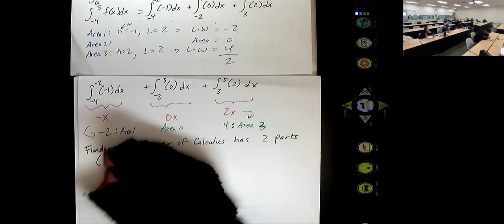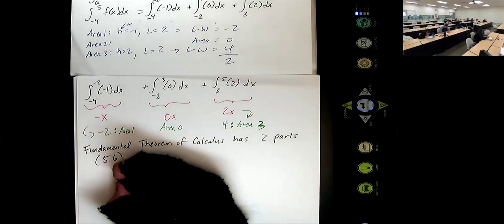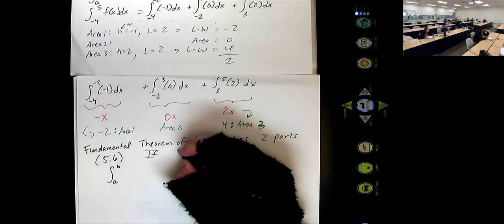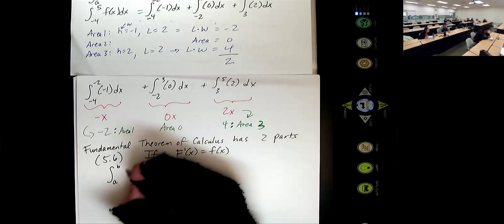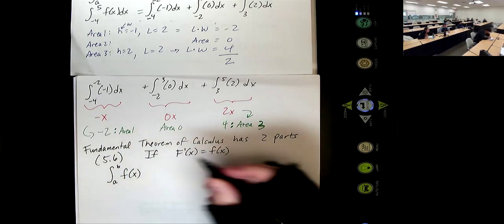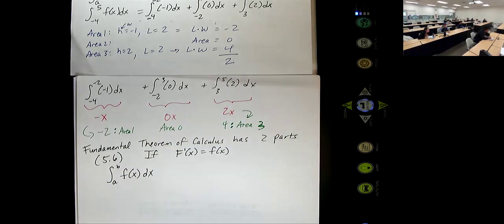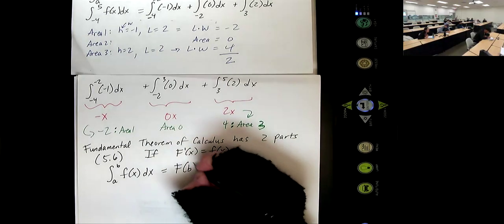And this is in 5.6, we'll cover it in more detail later. To be honest, I don't remember which part is which. I know what both of them are, but I don't remember which one is 1 and which one is 2. The one that applies here is: if the derivative of F of x equals little f of x, then integrating f of x dx leads to F of b minus F of a.